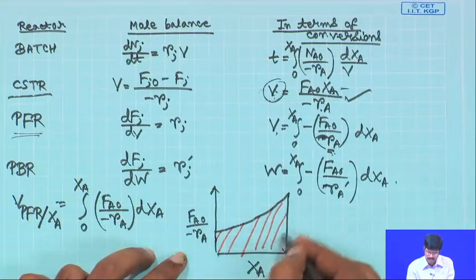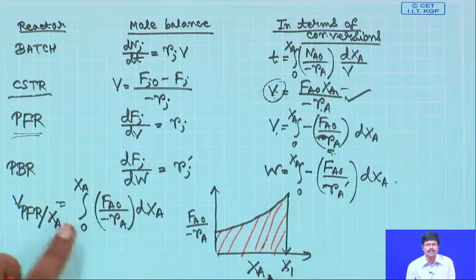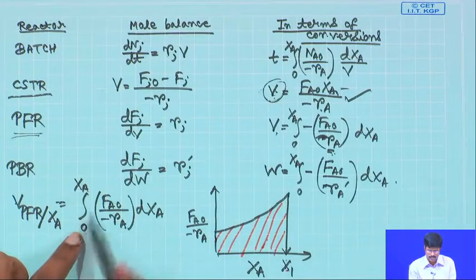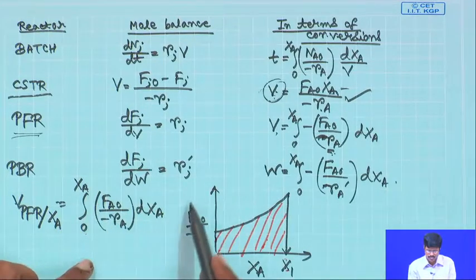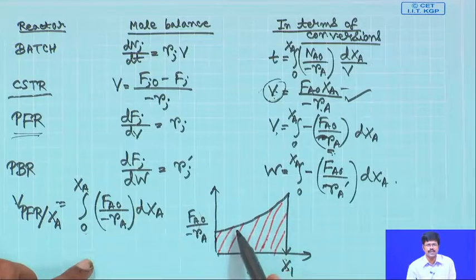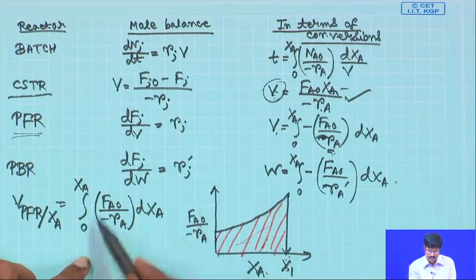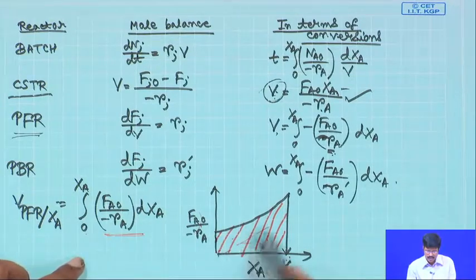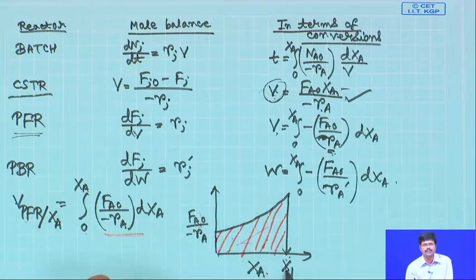This area under this graph gives you the volume of the plug flow reactor necessary in order to have a conversion of x_1. Why? This is the integral from 0 to, say, x_1, of y dx. Let us say this is y, we are plotting against x. So the area under the curve is basically the integral from 0 to whatever value here of y dx, nothing but the area under the curve. So the area under the curve gives you the volume of PFR necessary to get a conversion of x_1.